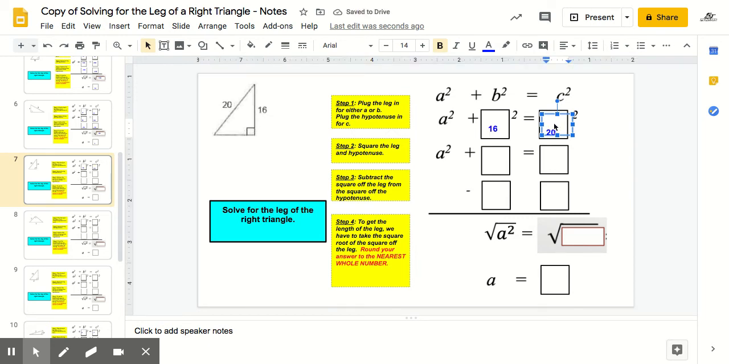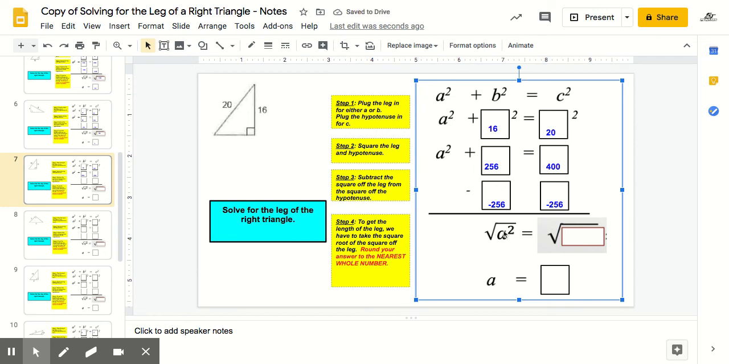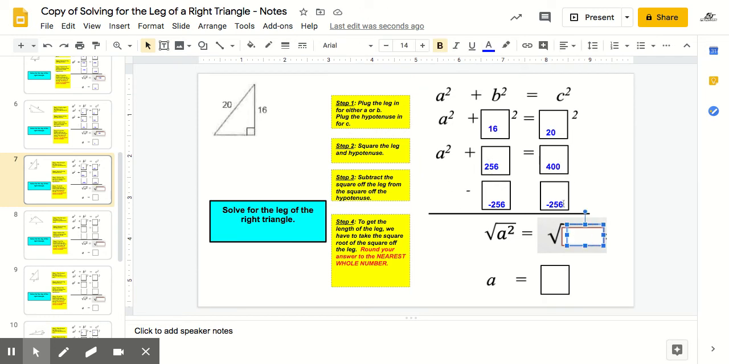Okay, now I bring down that a squared because I don't know what a is equal to just yet. I'm now going to square 16. 16 squared is equal to 256, and 20 squared is equal to 400. Okay, now I'm going to subtract 256 on both sides of the equation. Bring down the a squared. The 256s are going to cancel each other out, and 400 minus 256 gives us 144.